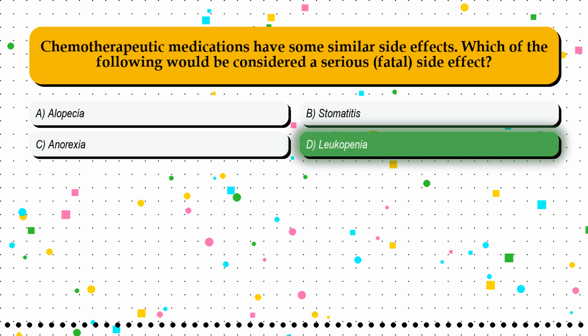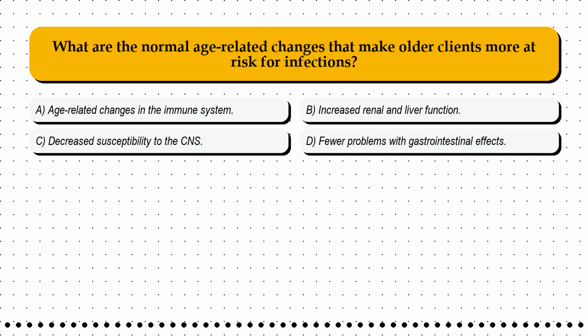The correct answer is option D, leukopenia. Question 191. What are the normal age-related changes that make older clients more at risk for infections? Option A, age-related changes in the immune system. Option B, increased renal and liver function. Option C, decreased susceptibility to the CNS. Option D, fewer problems with gastrointestinal effects.